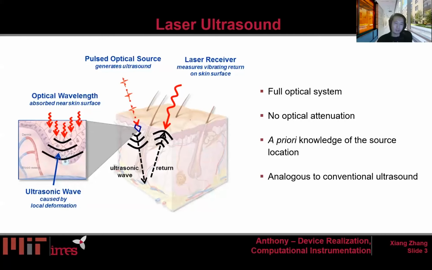And on top of that, because we know the transduction is right at the tissue surface and we're measuring on the surface as well, we have a priori knowledge of the source location, meaning the source and receiver are both generated and detected right at the surface, meaning we know where they are, and that becomes important when we have multiple sources and multiple receivers, and if we ever want to do acoustic beamforming with multi-source and multi-receiver setups.